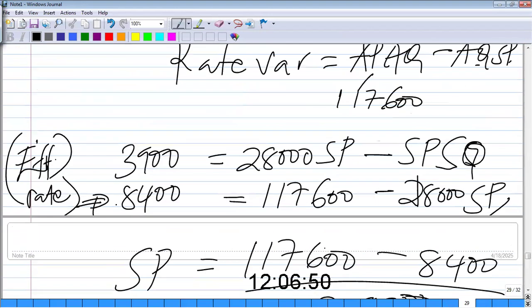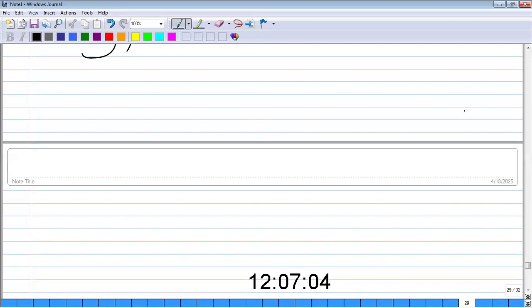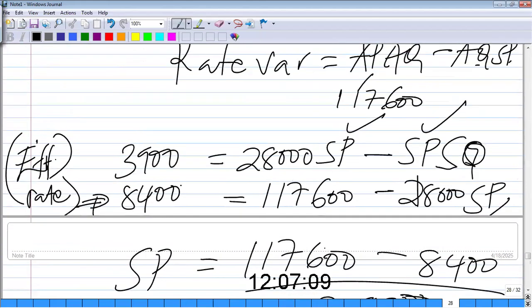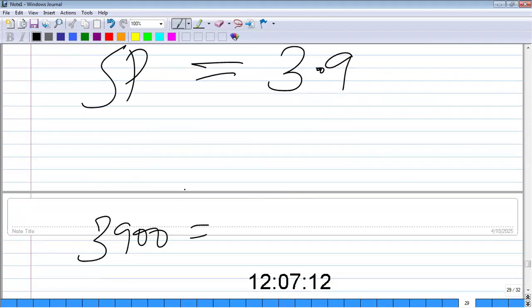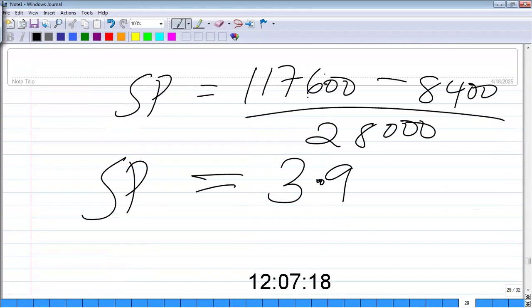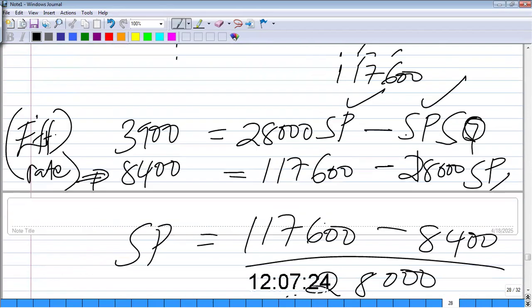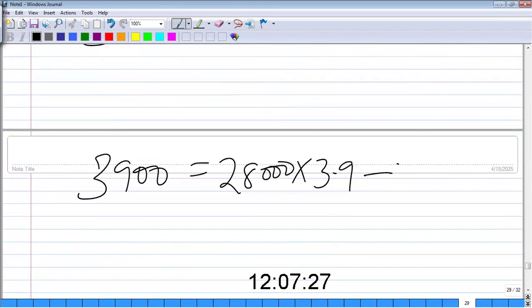So we go back and tackle this one. We have SP, then we shall stay with SQ. Let's also address it. 3,900 is equal to 28,000 times SP, where SP is 3.9, minus SP 3.9 times SQ.